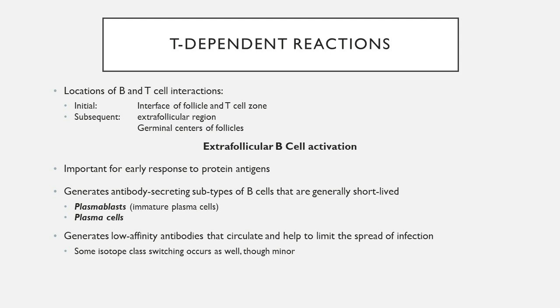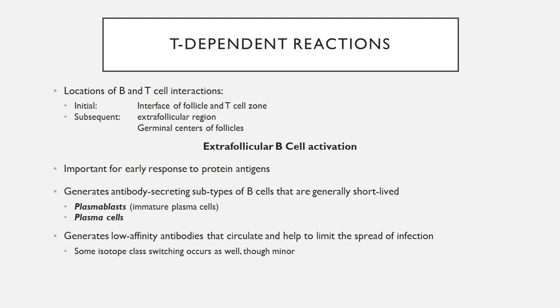These cells are called plasmablasts, which are really just immature plasma cells. Plasma cells are the effector versions of B cells that produce antibodies. They generate low-affinity antibodies that circulate and help limit the initial spread of an infection. And there can be even some minor class switching at this stage, although it's very minor.